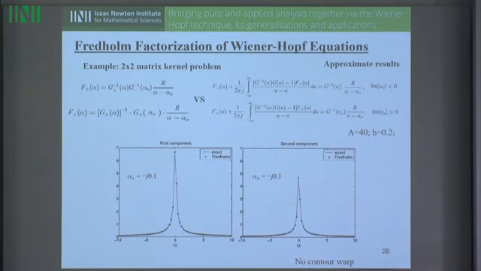So let's check the comparison. In this slide, I present the comparison between this closed form solution and these Fredholm integral equation solutions. Here we didn't perform any contour warping, and the solution is reported here for the first component and the second component of F plus, and you see that they overlap. No contour warping is applied here. Same discretization as before in this case.